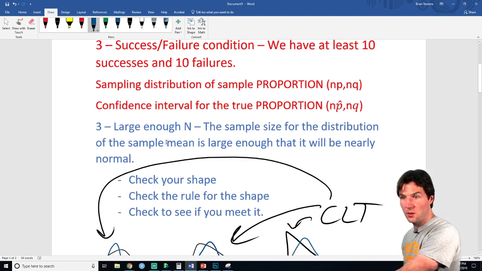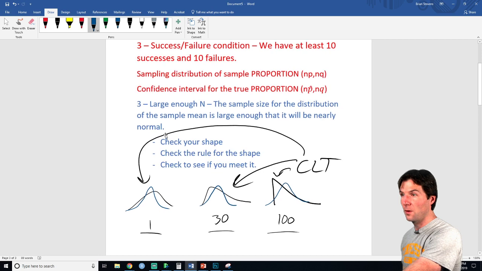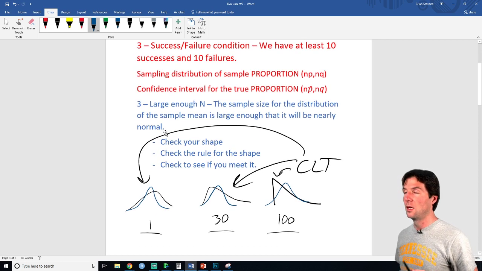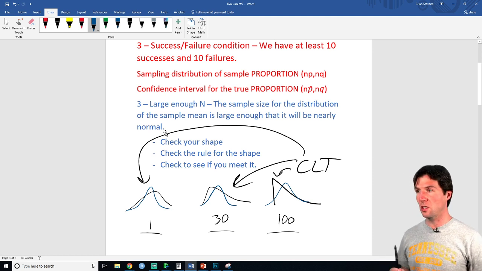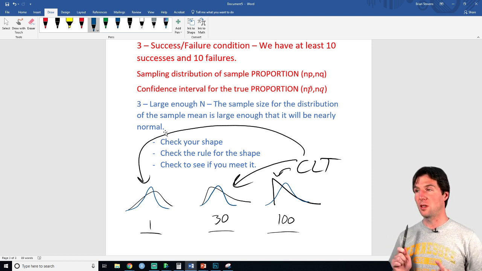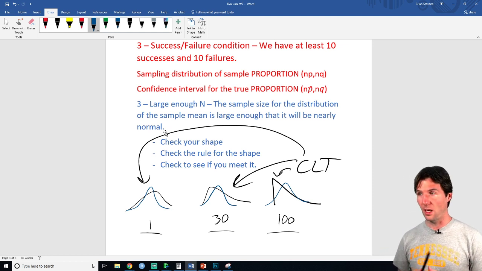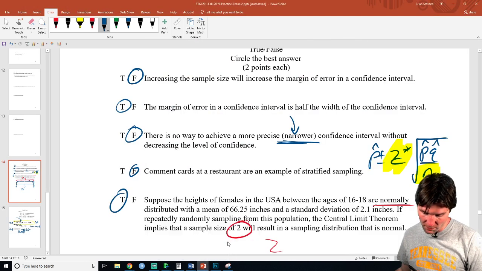Here are the conditions, so you can always pause the video. And so here it is right here, the difference between success-failure and also large enough n. The three things you need to do, and let's do it on this question, are to look at the shape, look at the amount we need for that shape, which I kind of call the rule, and then see if you meet it. Let's see if we're passing the conditions right here.